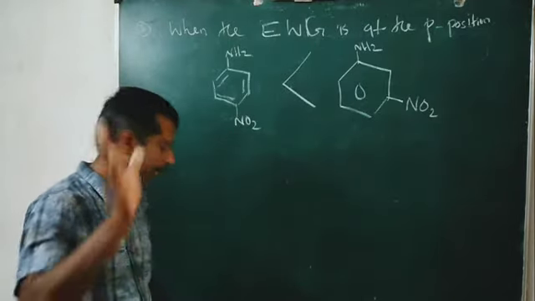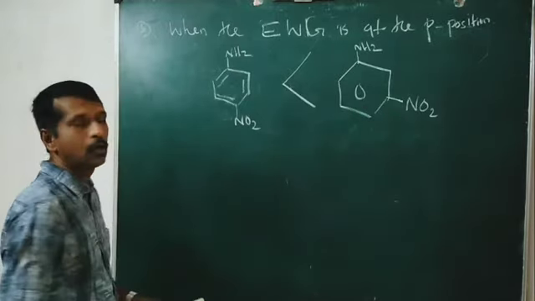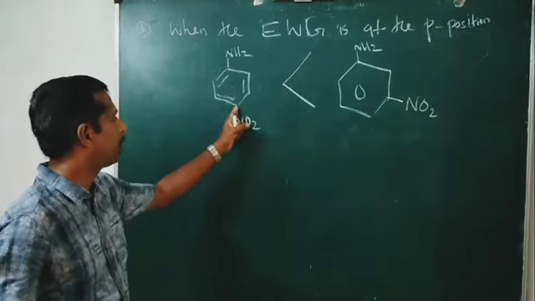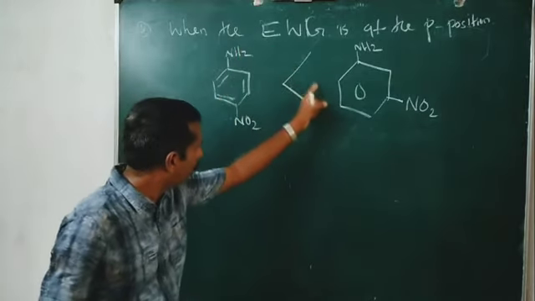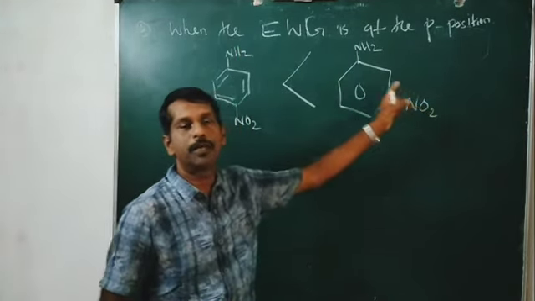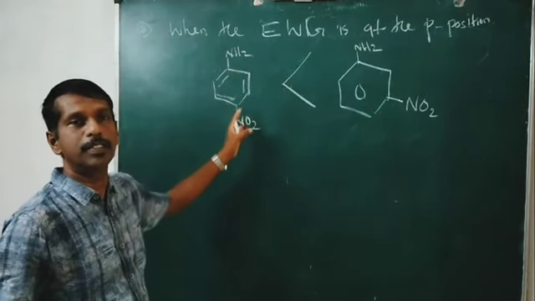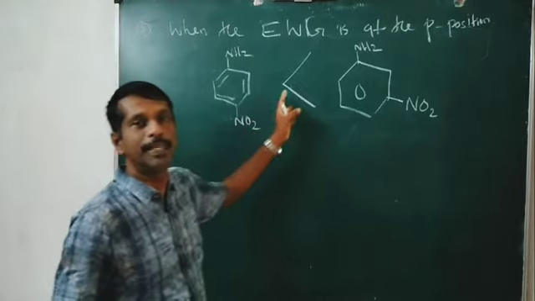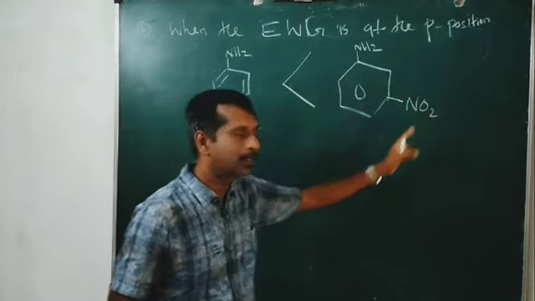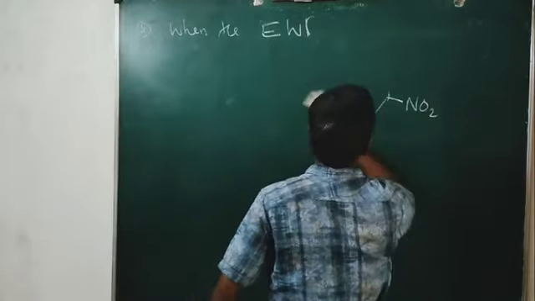But in the case of the electron donating group, what was that? When the electron donating group is at the para position, it will be more basic than the electron donating group at the meta position. But in the case of the electron withdrawing group, when it is at the para position, it will be less basic than when it is at the meta position. What is the reason? Look at it here.